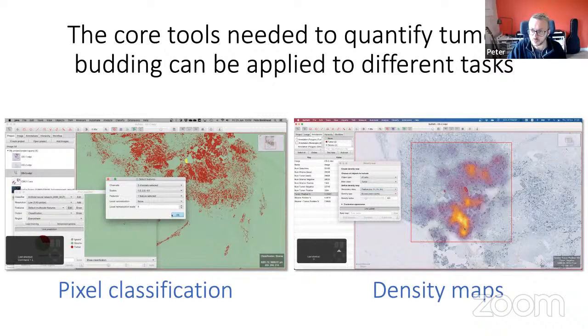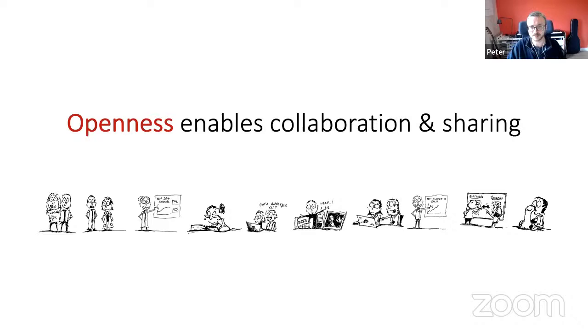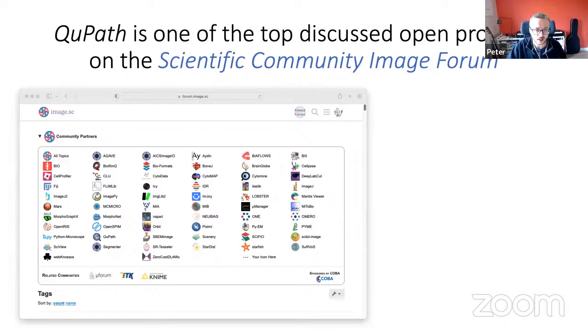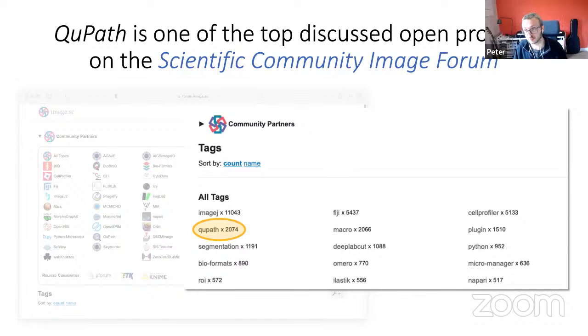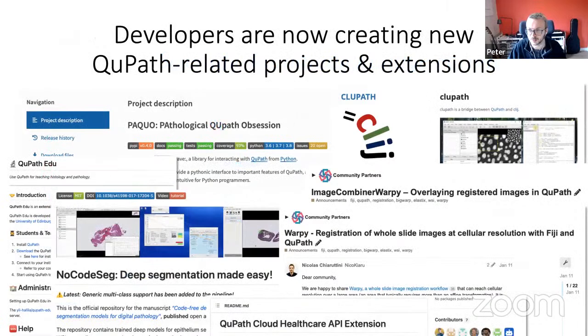Openness also enables collaboration and sharing, but that needs support. So there's this scientific community image forum that's shared by about 40 different open projects at the moment, and QuPath is one of them, but ImageJ and CellProfiler are among them as well. And QuPath is now one of the most discussed topics. And so the forum originally began with ImageJ and CellProfiler, and then their forums merged, and then lots of other projects joined. And of all the projects that joined, QuPath is the most discussed with over 2,000 topics so far. Clearly, in the early days, I was answering every QuPath question. I cannot do that anymore, but fortunately, others know the software incredibly well now, and they give the answers to the questions as well. And developers now start to create new QuPath-related projects and extensions. So it's not just simply the software as it was developed by me and now by my group.